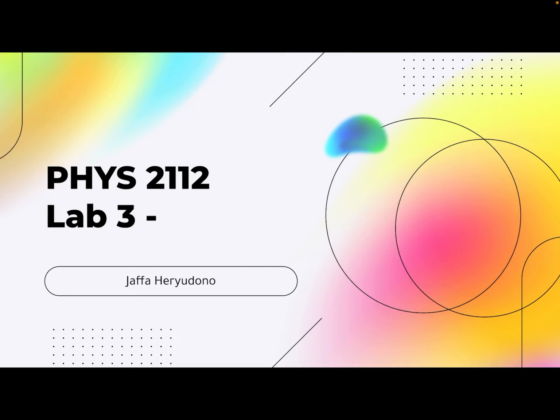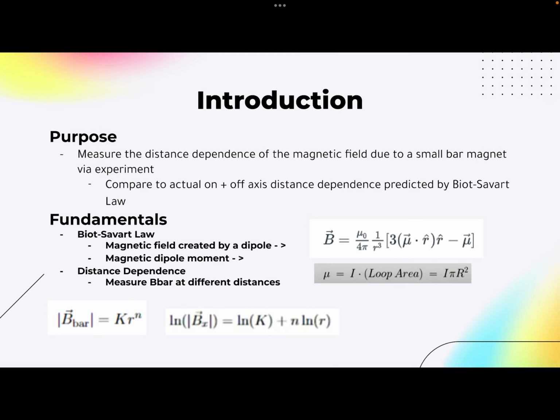My name is Jaffa Haridano, and today we'll be discussing Lab 3 of Physics 2212, Magnetic Field of a Bar Magnet. The purpose of this lab was to measure the distance dependence of magnetic fields of a small bar magnet. We will use the Biot-Savart law to calculate both on and off-axis magnetic fields measured from a magnetometer. We will then create a computational model of our fields and compare our results.